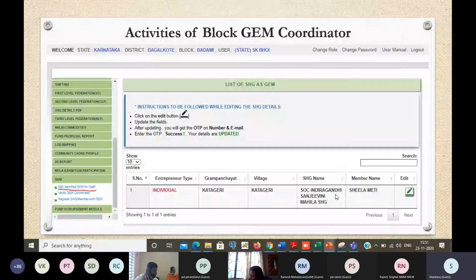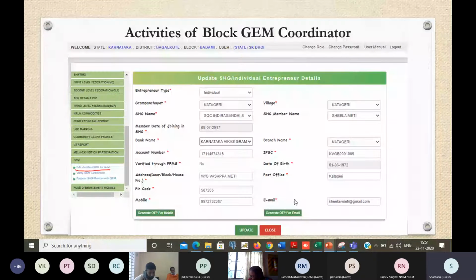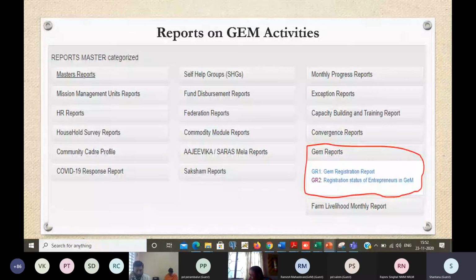So there are a few reports available on this particular GeM activity. You can log in and see these reports under the NRLM MIS portal. You can go to that portal and to the reports page, and there are two reports. One is about the registration of the GeM coordinators and the SHGs, and the other is about the SHGs and products on GeM who are registered in GeM.